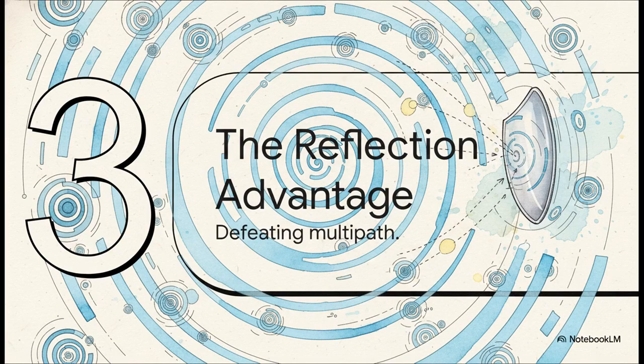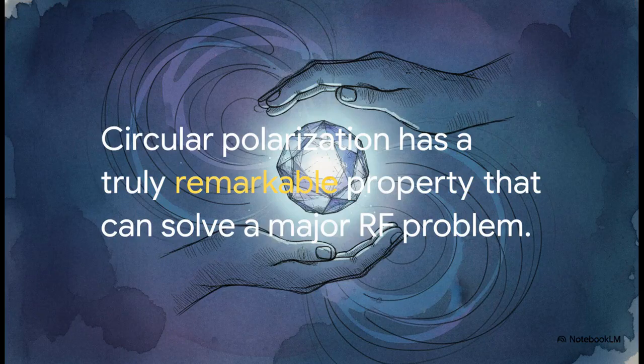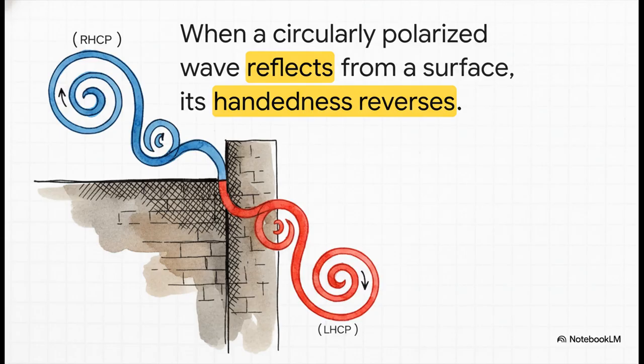And that brings us to the reflection advantage. This is where we see how a basic law of physics gets turned into a powerful weapon against one of the biggest headaches in RF, multipath interference. Circular polarization has this one truly amazing property when it comes to reflections. Seriously, it almost feels like a magic trick the first time you see it work. And here it is. This is the big reveal. When a circularly polarized wave bounces off a surface, a building, the ground, whatever, its handedness flips. A right-hand wave becomes a left-hand wave.